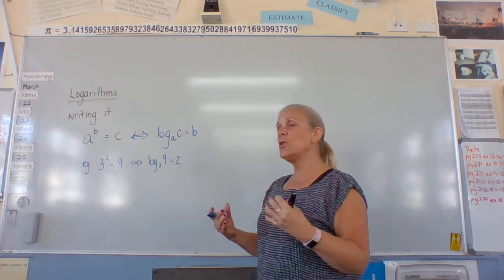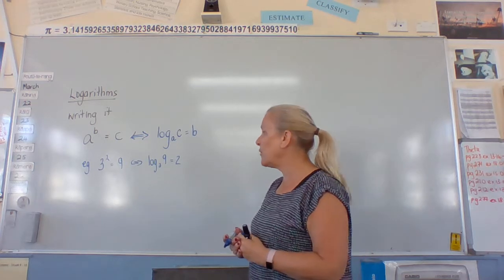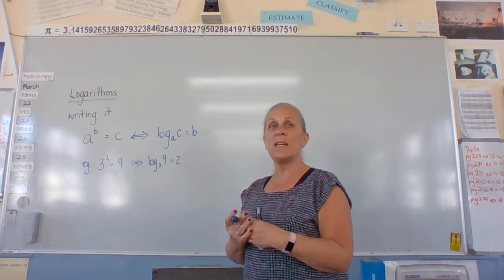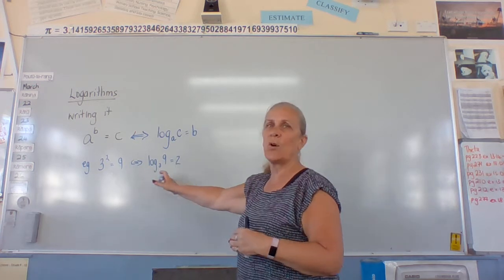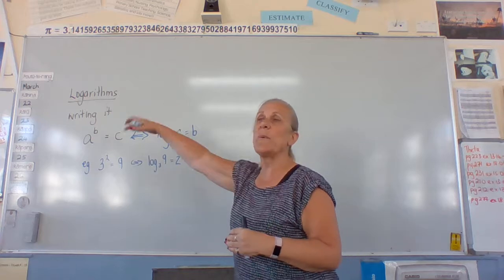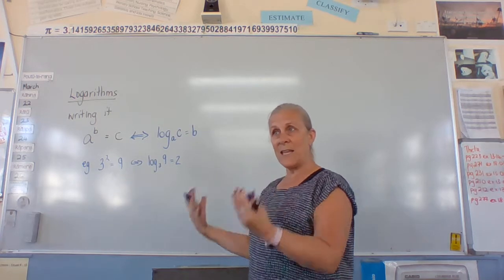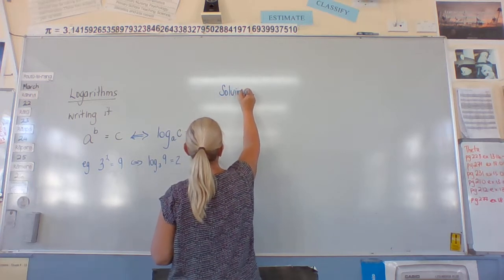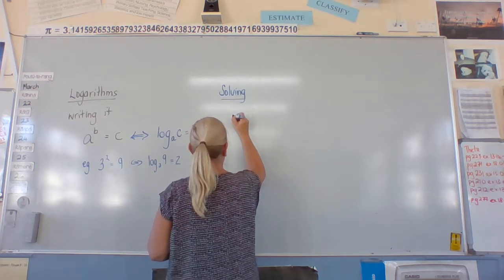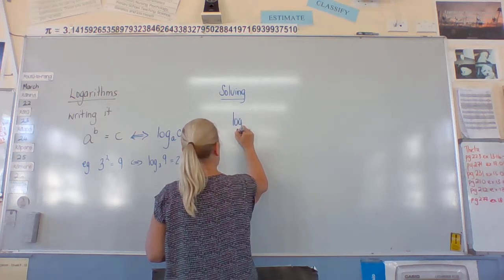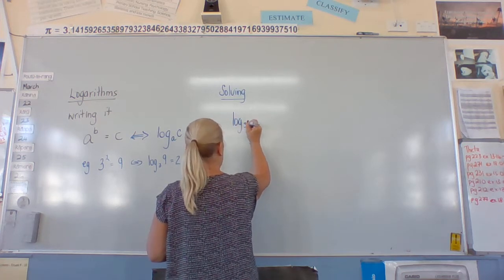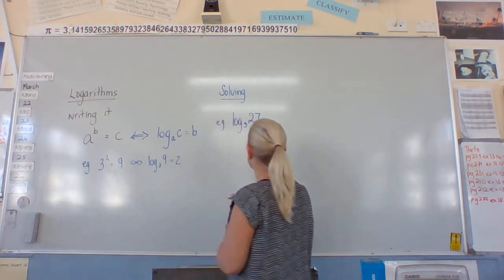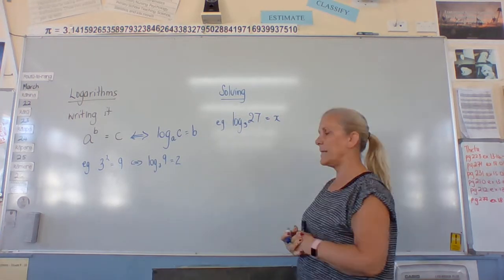So the sort of questions you're going to get, perhaps to solve, means that one of these things will be missing. The easiest way to work it out is not to try and solve it as a log, but to change it back into exponential form and then solve it. So if we're solving, let's say, log base 3 of 27 equals x. Find x.